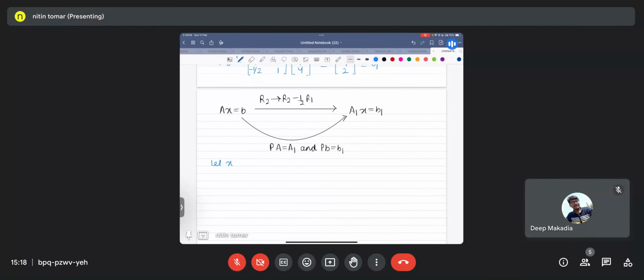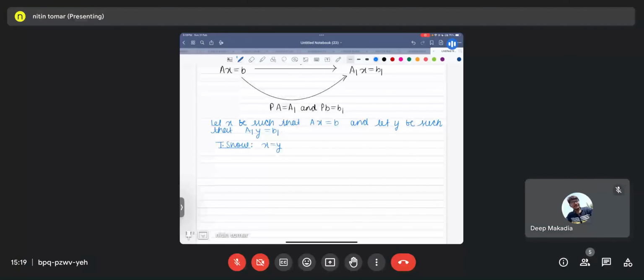Because let x be the solution. Let x be such that Ax equal to B. And let y be such that A1y equal to B1. Correct? What do we want to show? We want to show actually these two solutions are same, which means we want to show x equal to y.